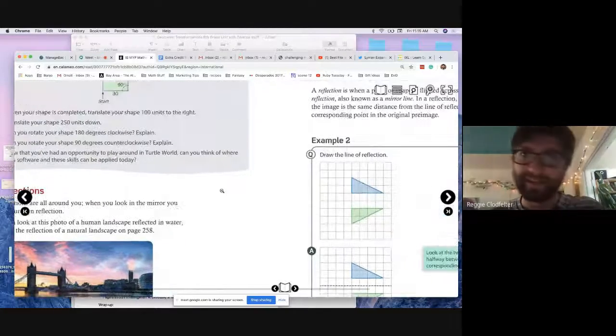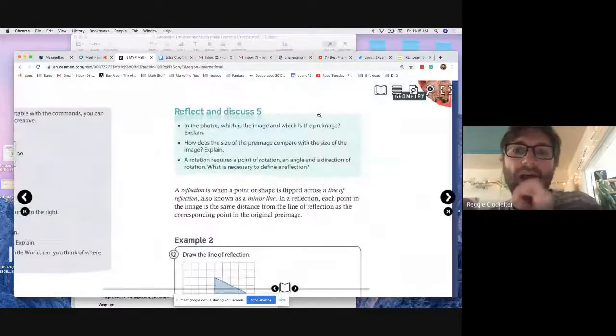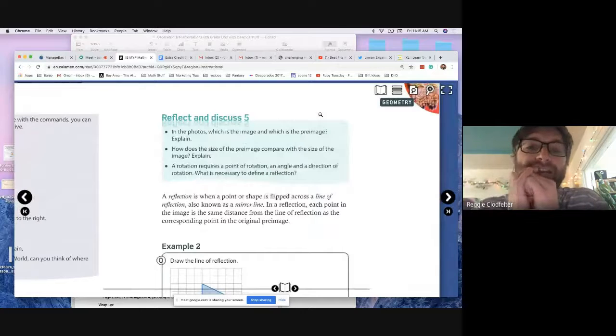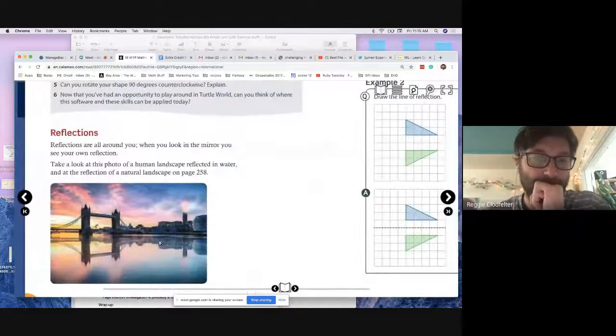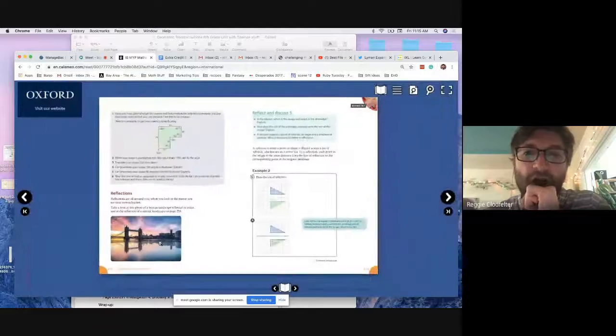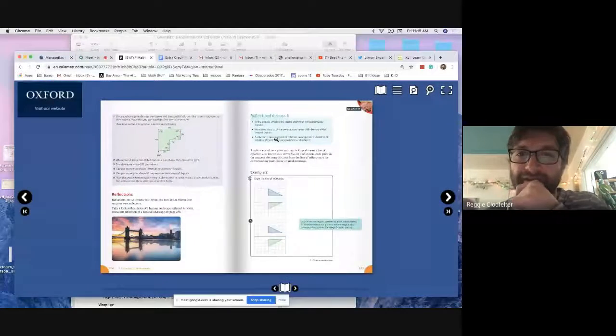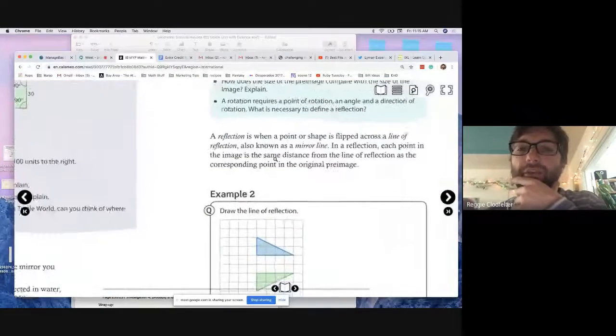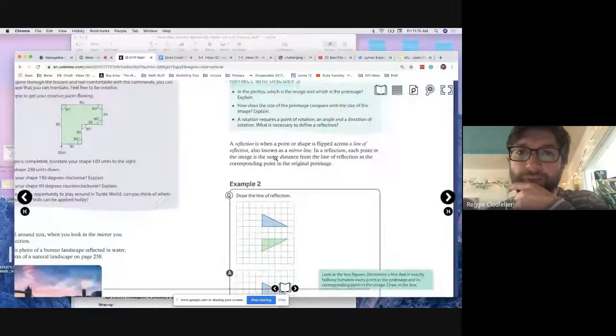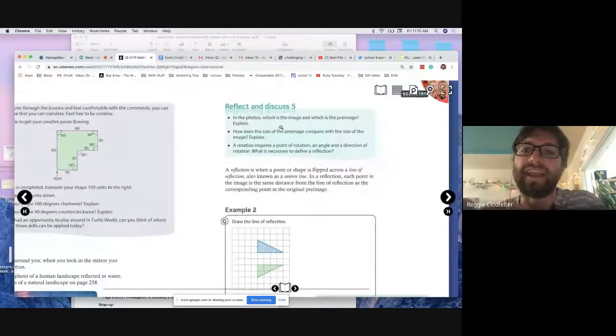I believe that's London. So, as a class, I want to discuss regarding this image. I'm going to call on people to answer these questions. So, we'll start with Tarak. In the photo, which is the image and which is the pre-image? Can you explain?